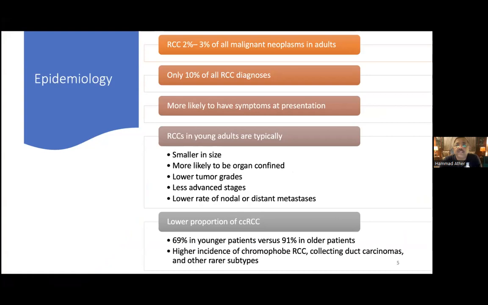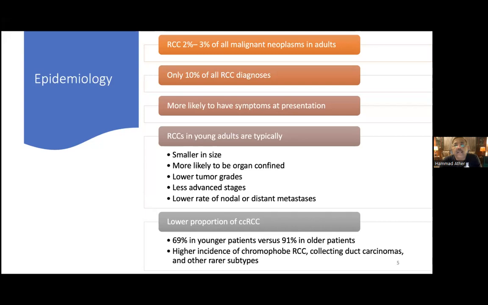Number one, they are more likely to have symptoms at presentation. RCC in young adults are typically smaller in size, except for one or two exceptions, and more likely to be organ confined. It is typically lower tumor grade, less advanced stages, and the chances of nodal or distant metastasis is relatively low. So all these features make it relatively, compared to the elderly patients, an indolent cancer.